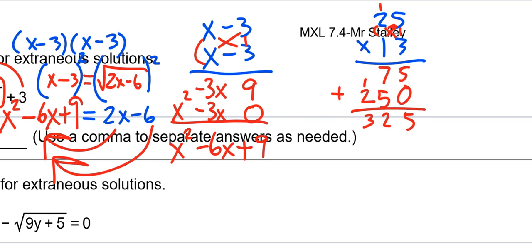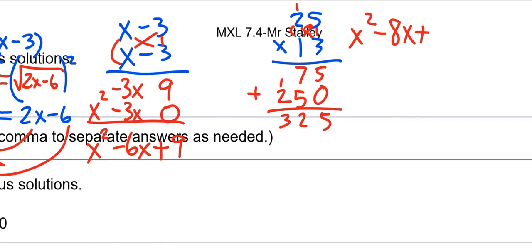If I did that, I would have x squared. If I subtracted 2x, how many x's would I have? Negative 8x, good. And then 9 plus 6. What's 9 plus 6? 15. Now, if I did that, the other side would be a good old 0. Why would I do that?